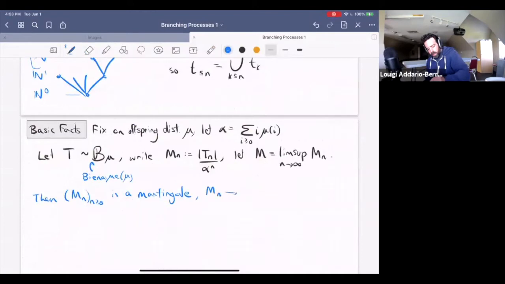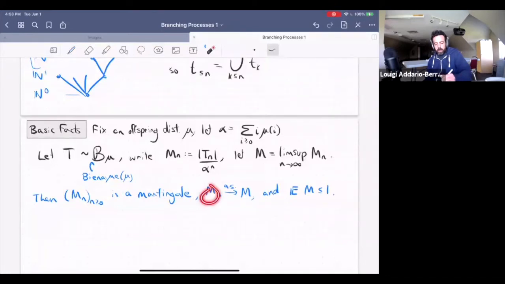So M_N converges almost surely to M. And because it's a non-negative martingale, the expected value of the limit is at most one. You see, M_0 is just the number of nodes at level zero divided by one. So that's just one. Because it's a martingale, the mean of M_N is one for all N. And then by Fatou's lemma, the mean of M must be at most one.